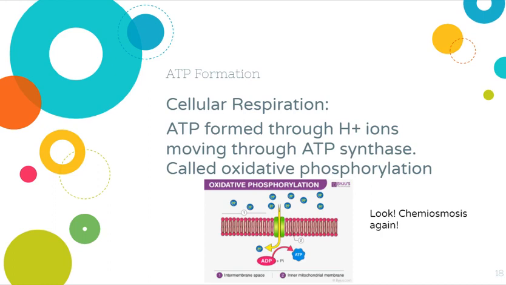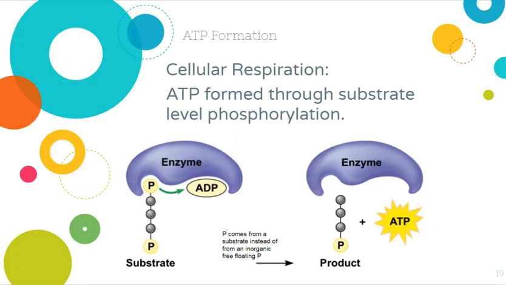There's one other way to make ATP that we haven't learned about yet, and this is found in cellular respiration, and it's called substrate level phosphorylation. Now we know what a substrate is, right? It's something that goes into an enzyme. And we know what phosphorylation is. It's when something gets a phosphate group attached to it.